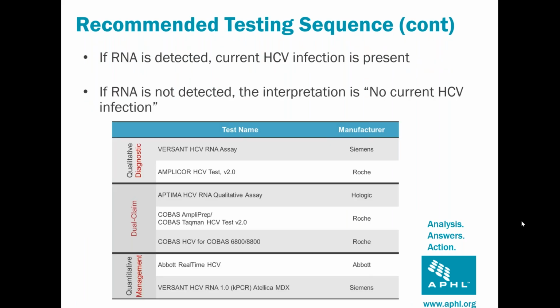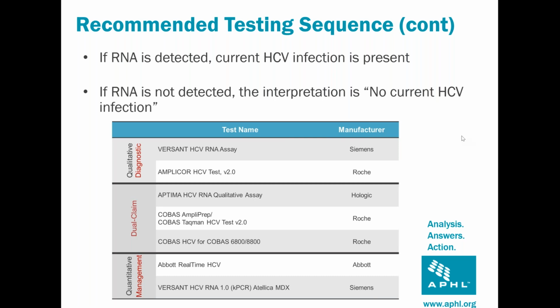So if the screening test is reactive, your next step is an RNA test, and if RNA is detected, current HCV infection is present. If RNA is not detected, the interpretation is no current HCV infection. At the time of the guidelines in 2013, the RNA tests that were available were primarily quantitative tests. Since then, we now have an assortment of qualitative, quantitative, and what we call dual intended use claims.